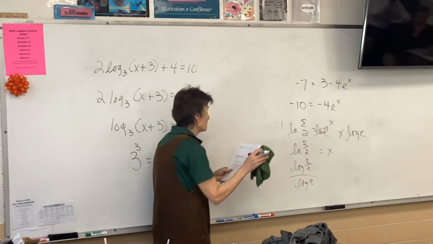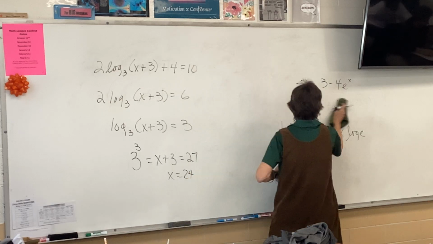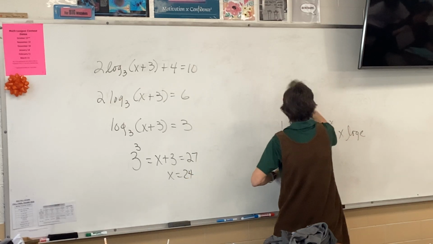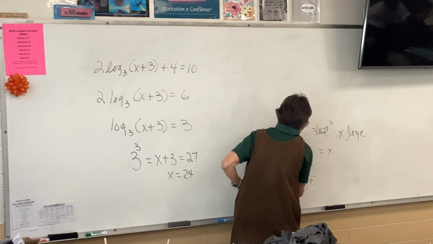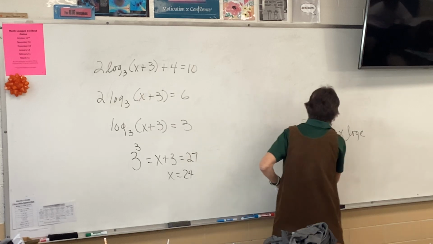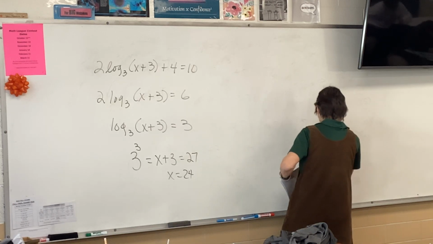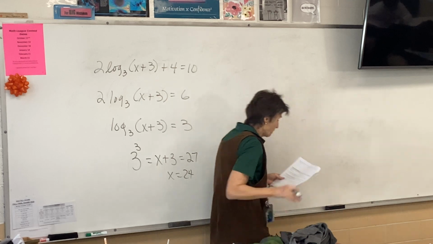Try B and C with your partner. They might be that same level of easiness. Let's see. Try B and C. See what you can come up with.